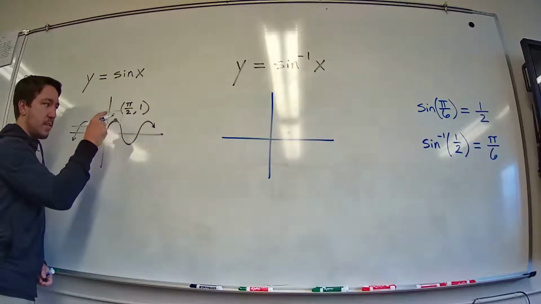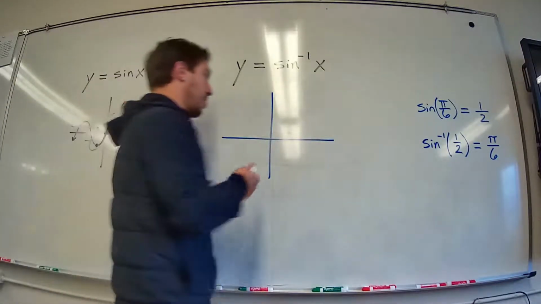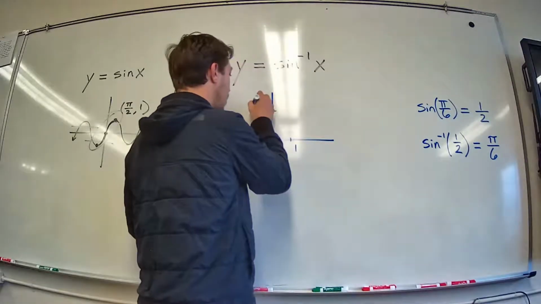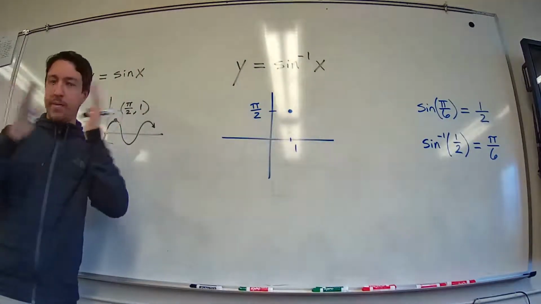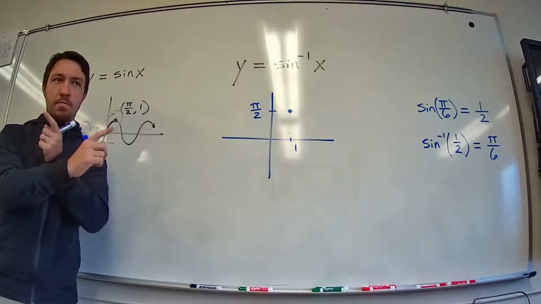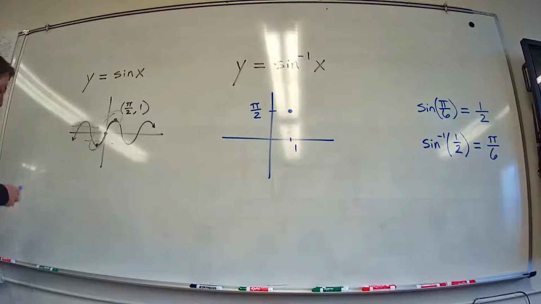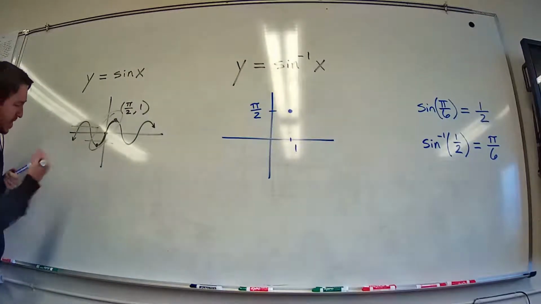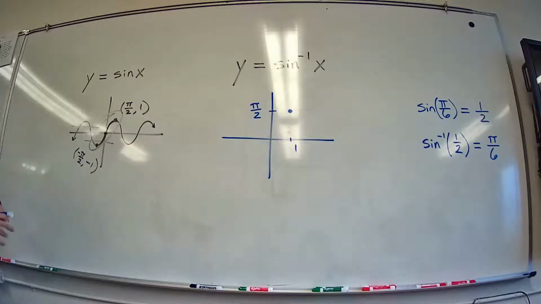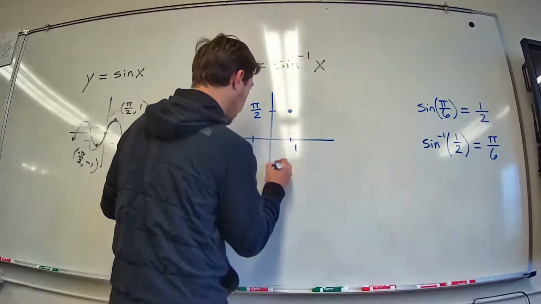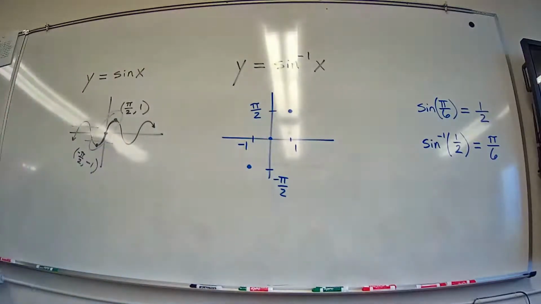So if this point lives on the graph, what point has to live on the inverse function? 1, pi over 2. So I'm going to graph the point 1, pi over 2. Is everyone still okay with the general concept of inverse functions, how if the point 2,7 lives on f, then the point 7,2 lives on f inverse? Great. Similarly, this point is at negative pi over 2, -1, so my other graph is going to contain the point -1, -pi/2. And of course, 0,0 becomes 0,0.